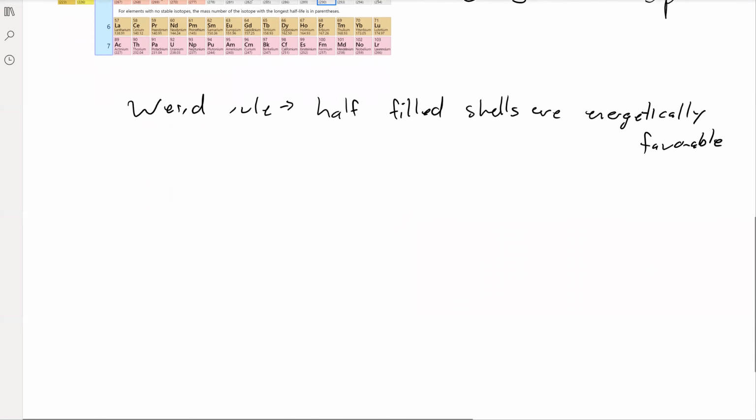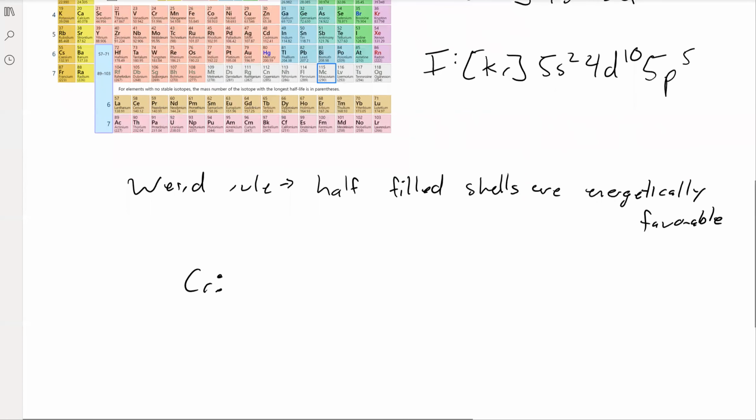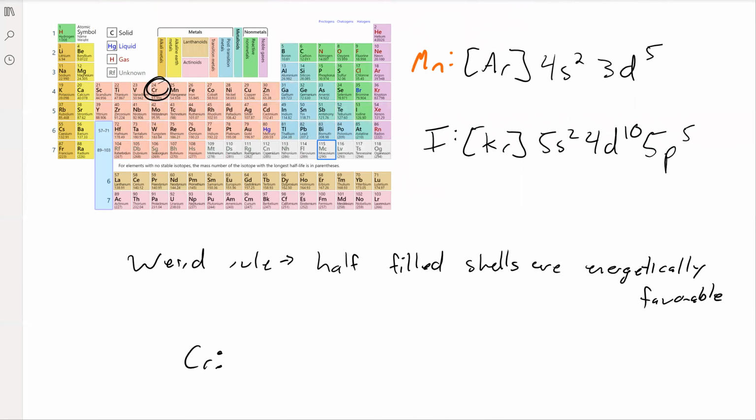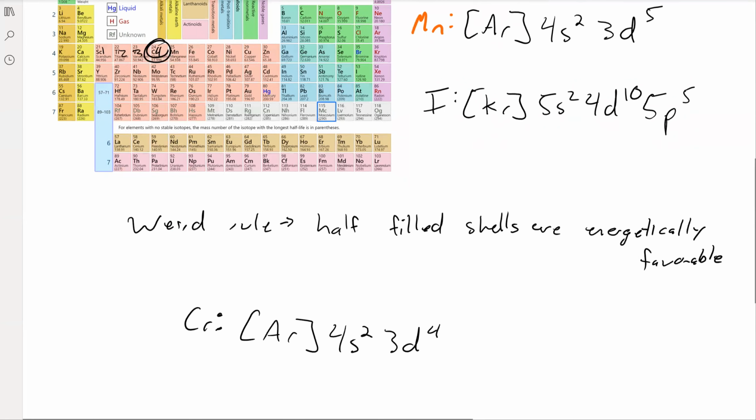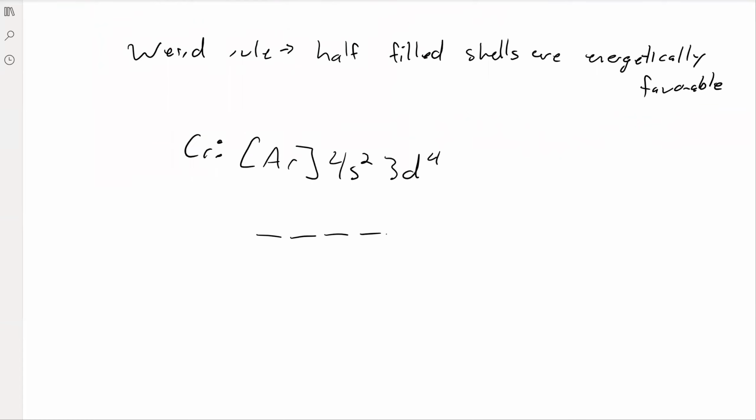And so if we think about chromium, let's go ahead and think about what we want the electron configuration of chromium to be. So we have chromium right here. So again, the noble gas above it is argon. So we can say argon. And then after that, 4s2. And then we have 3d1, 2, 3, 4. 3d4. If we think about our d orbitals, there's 1, 2, 3, 4, 5 of them. And so we fill out 1, 2, 3, 4.